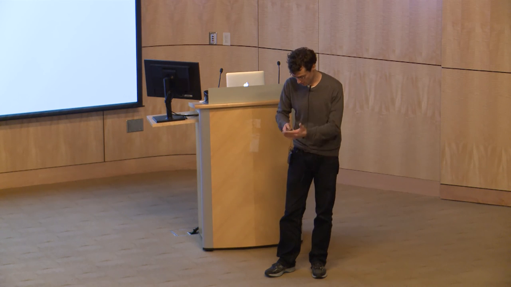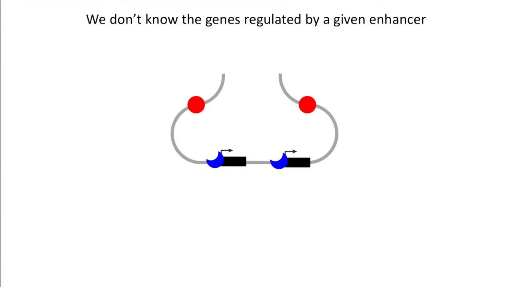And the core problem is that for any given gene, of course we know the gene sequences, we know where the genes are, but we don't know the set of regulatory elements that regulate that gene, even if we know where those regulatory elements are based on ENCODE data. And here I'm schematizing those in red. And so we'd like to be able to draw the links from red balls to the blue promoters.